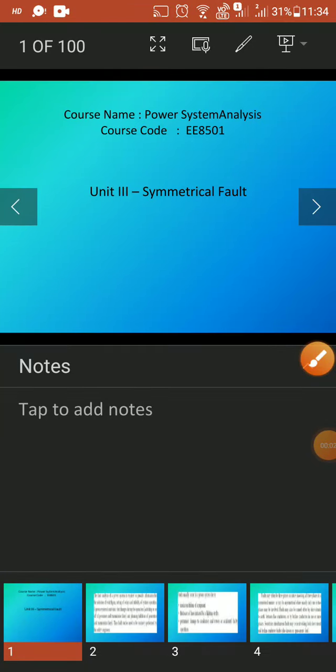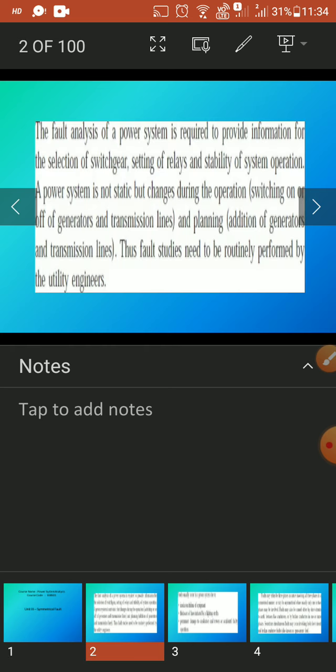Good morning students. In today's class we are going to see unit 3, symmetrical fault in power system analysis. So what is a fault, and what is the fault analysis of the power system, why is it required? Actually, the fault analysis in the power system is required to provide information for the selection of particular components such as switchgear, setting of relays and stability of the system operation.